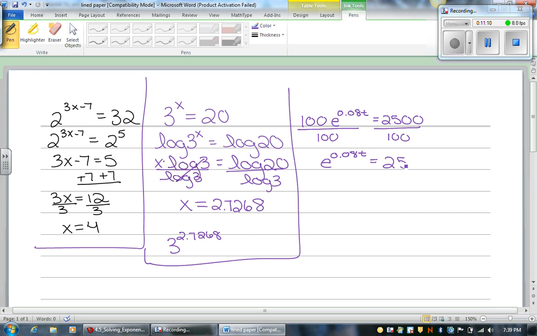Okay, so once I have that divided over, now I'm able to, just like we did in this example here, take the natural log of both sides. So ln of e to the 0.08t equals ln of 25. I know the natural log of e is 1. And this comes out front as an exponent, so we wind up with 0.08t equals ln of 25. And then to solve for t, we simply divide.